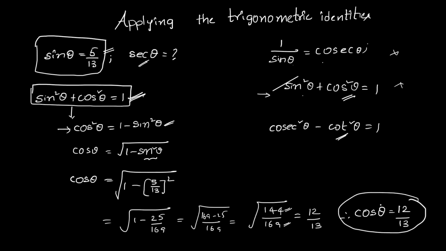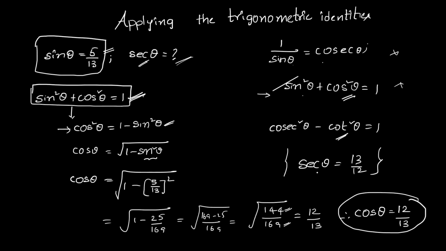Cos theta is 12/13, and we know that the reciprocal of cos is secant theta. So secant theta will become 13 by 12. In this way, by using trigonometric identities, we can find the relation between any two ratios, and also we can find any other ratio from the given ratio.